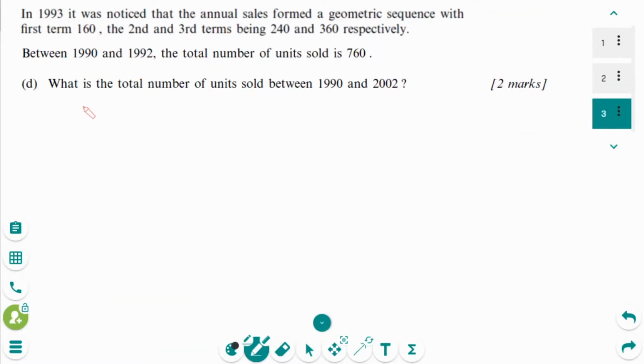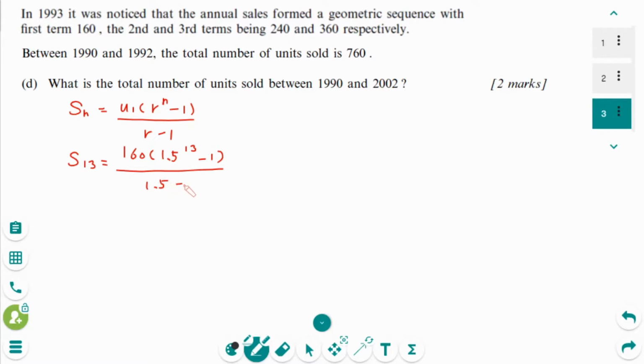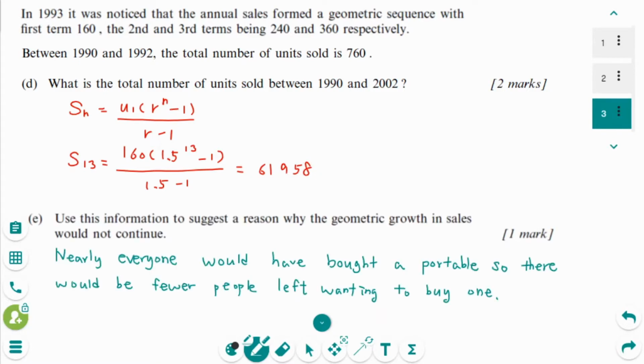Number D, Sn equals U1 times r to the power of n minus 1 over r minus 1. Then S13 equals 160 times 1.5 to the power of 13 minus 1 over 1.5 minus 1, which is 61,958. And that is the answer.